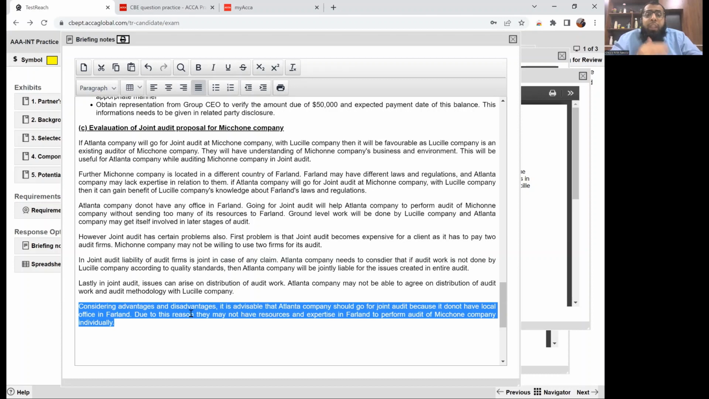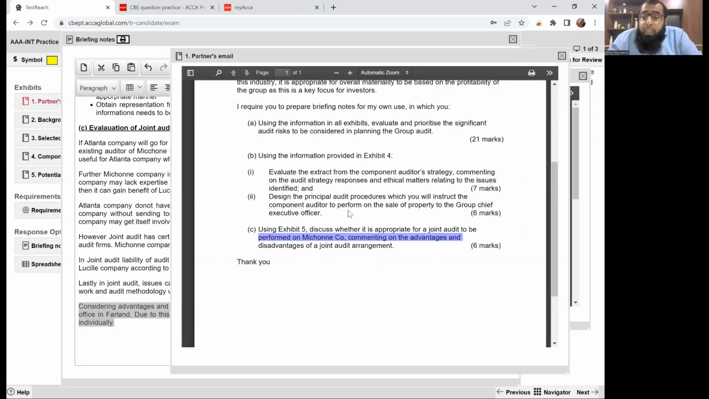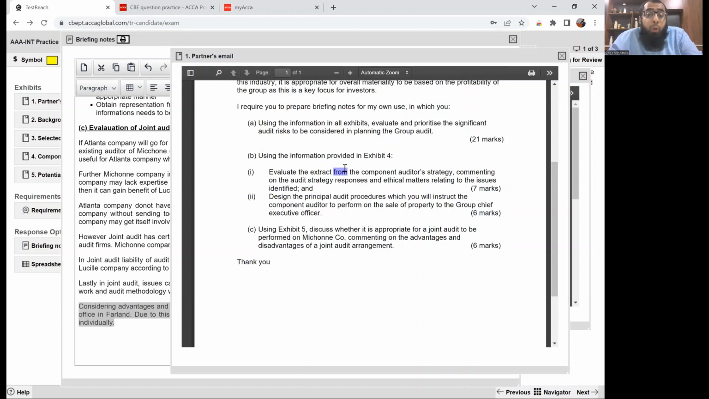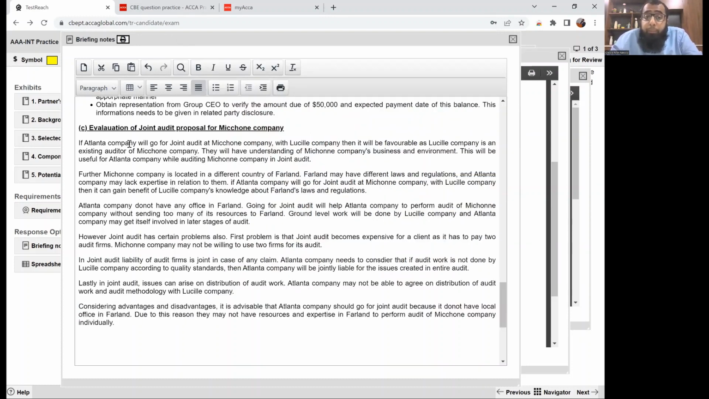So we have to evaluate the proposal of the joint audit, whether going for joint audit would be better or not. I think that this was a simple rote learning concept. It was not difficult. So part A was audit risk, which we have done. Then part B1 was component auditor strategy. Then there were principal audit procedures. And lastly, we evaluated the joint audit proposal. I hope that you are getting it.